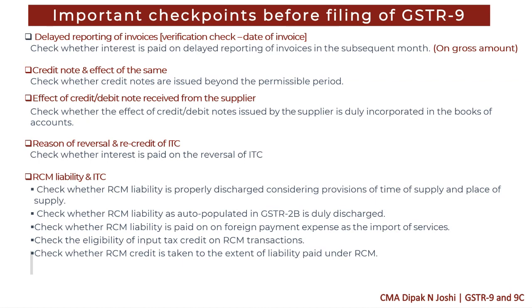Similarly, you should also check the effect of credit/debit note which is received from your supplier, because that will auto-populate in your GSTR 2B. That will again auto-populate in table 8A of GSTR 9. So if any credit note or debit note is issued by the supplier, you should also take the cognizance of that debit note or credit note in your books of account and in your GSTR.